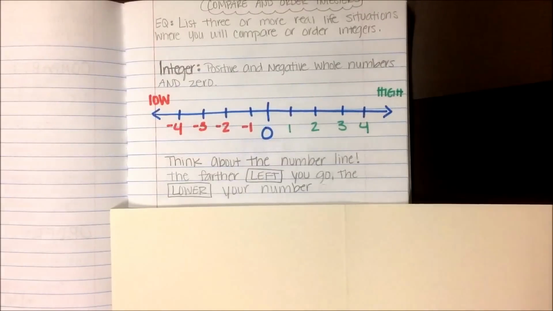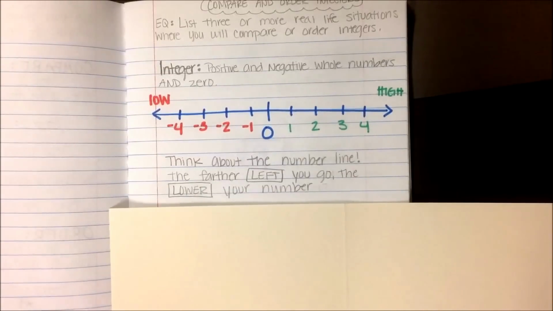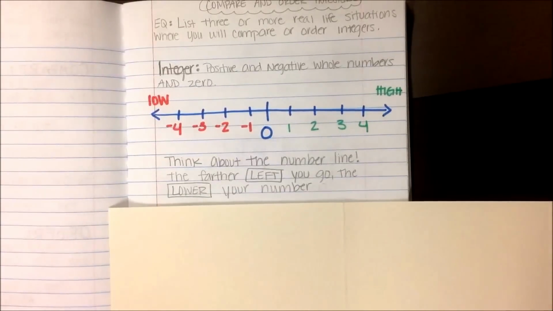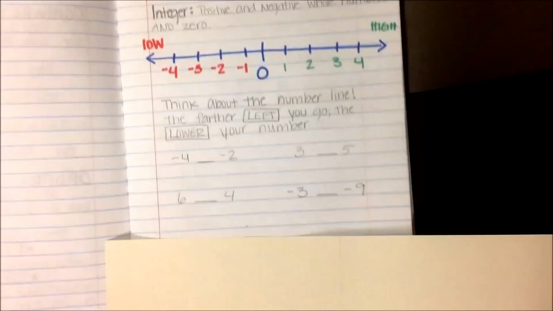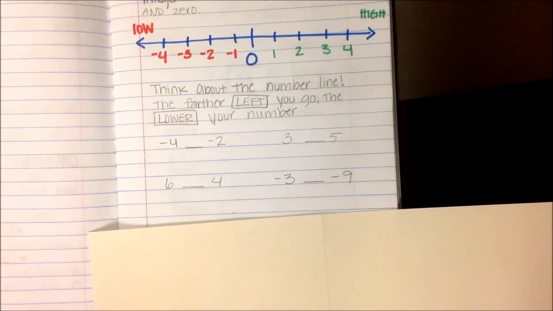When I think about negatives, I think about a bank account. If you have -$4, that's less money than -$2, right? You owe more, which means you have less. Go ahead and copy this. Pause and copy if you need to. We're going to look at some examples.